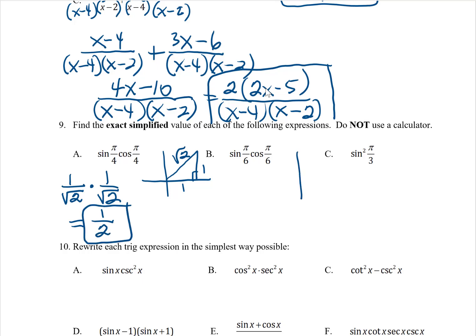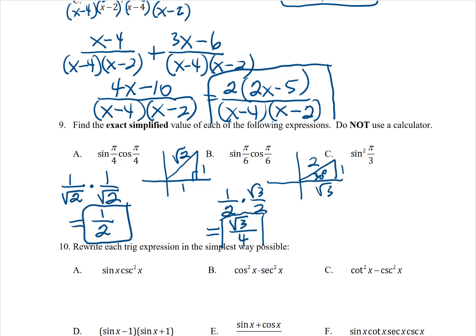Part B is similar. I'm just using pi over 6, so that's the 30, 60, 90 triangle. Let's see, 1, root 3, and 2. The sine ratio of pi over 6 is 1/2. The cosine ratio is root 3 over 2. And when I multiply across, I get root 3 on the top, and 2 times 2 is 4 on the bottom. And so there's that final answer.